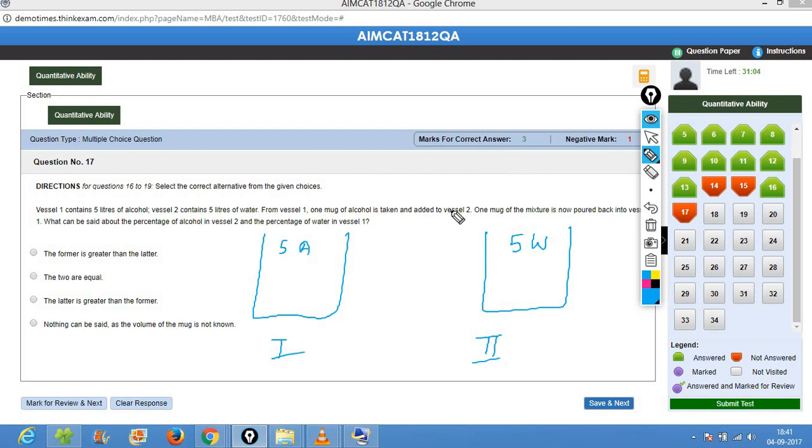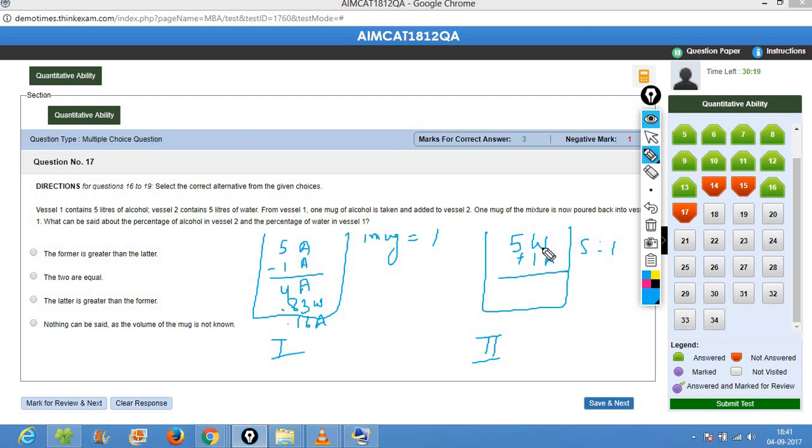From vessel 1, 1 mug of alcohol is taken and added to vessel 2. Then 1 mug of mixture is poured back into vessel 1. Suppose I am taking 1 mug as 1 liter. So 1 liter is taken out from this, so I will be left with 4 alcohol, and 1 added alcohol. Now 1 liter is poured back into vessel 1. So the ratio is 5 to 1. So in it, 0.83 will be water and 0.16 will be alcohol. So consider 4.16 alcohol, 0.83 water.